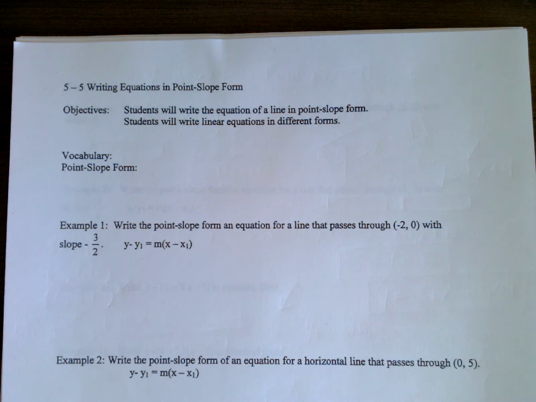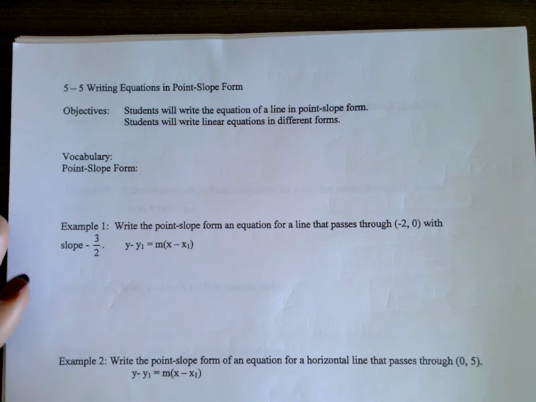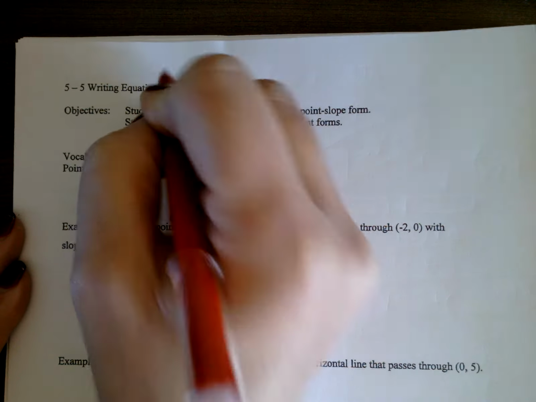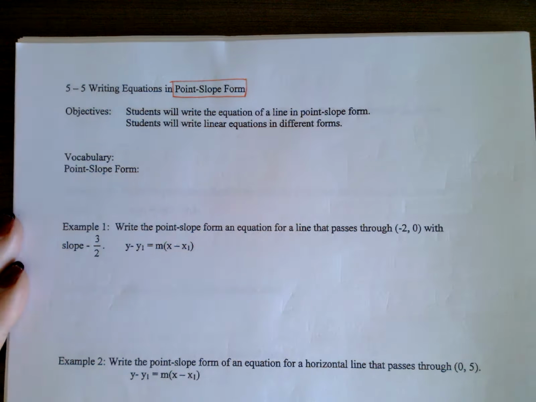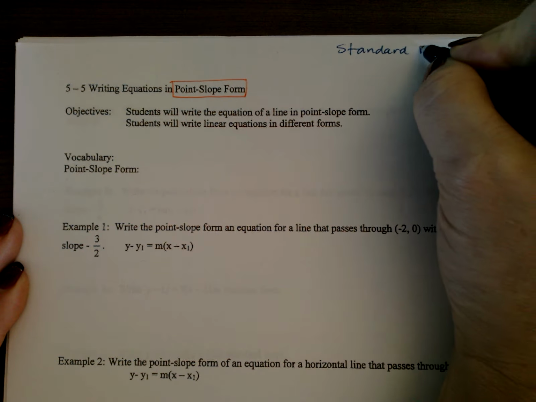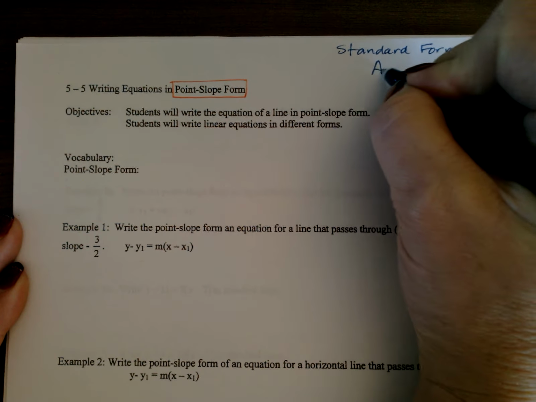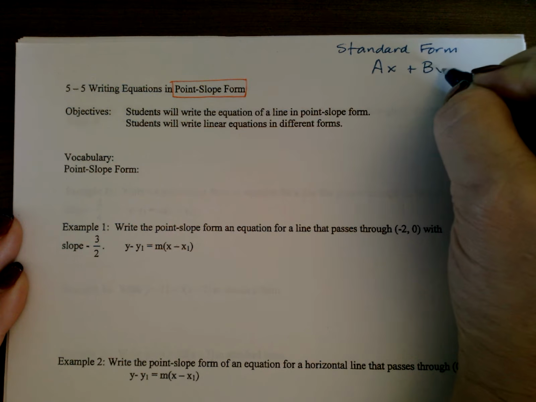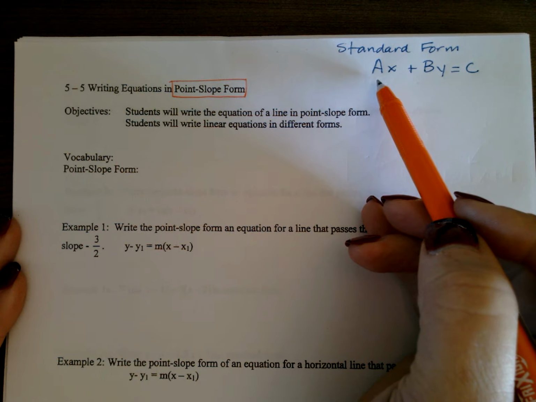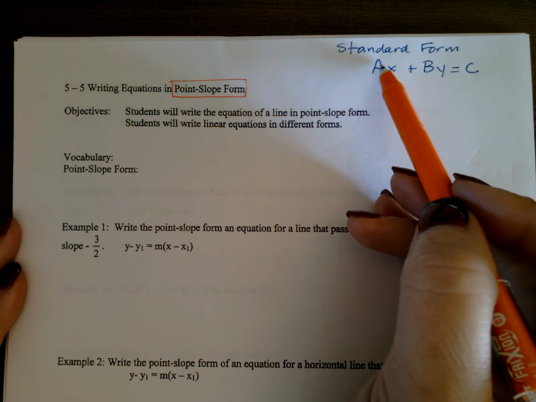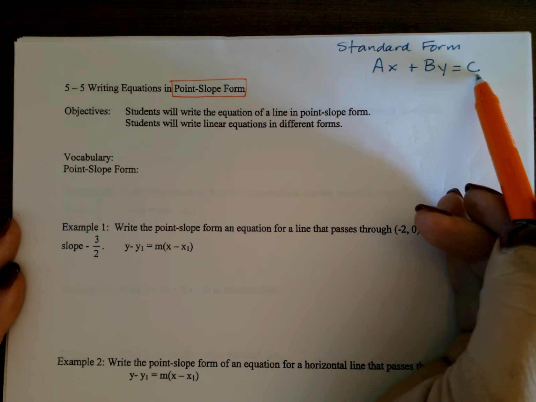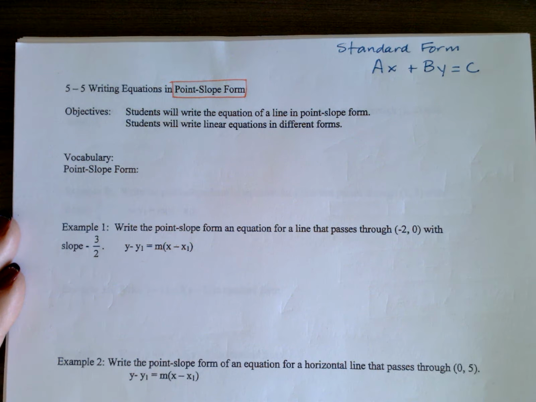For this lesson, we're going to learn how to write an equation of a line in yet a different form. We are going to learn point-slope form. So far, we have learned standard form. That is ax plus by equals c. There were a lot of rules for a. A has to be a whole number. It may not be negative. You may not have decimals or fractions in for A, B, or C.